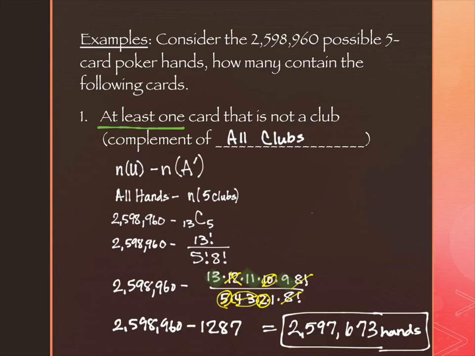So it's this number of hands that we would still have that would have this condition. So there are 2,597,673 hands of cards that contain at least one club. And there's only 1,287 that contain all clubs. Okay? The process is going to work the same way every time.